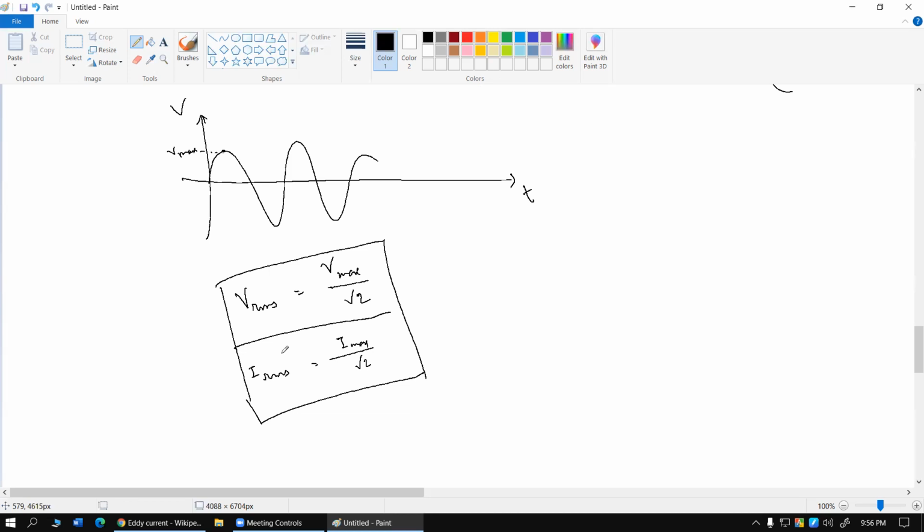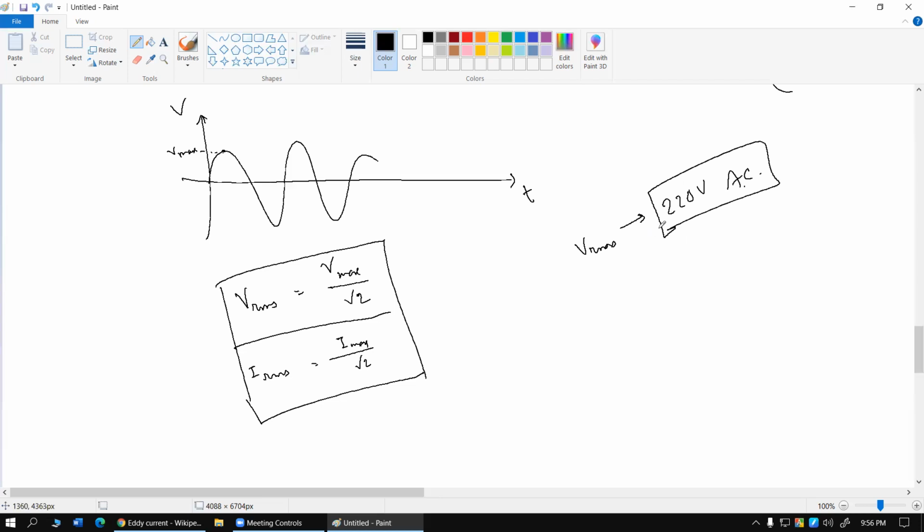And one more thing that I would like to tell you is that typically for any device or supply equipment, there is a voltage labeled on the device. For example, households in Bangladesh are supplied with 220 volt AC. That's a very common thing. This 220 volt AC actually is the RMS voltage of the supply. It's not the peak voltage, it's the RMS voltage.